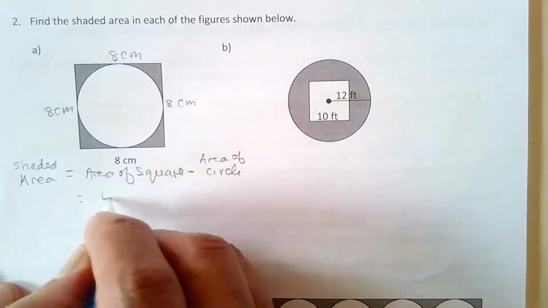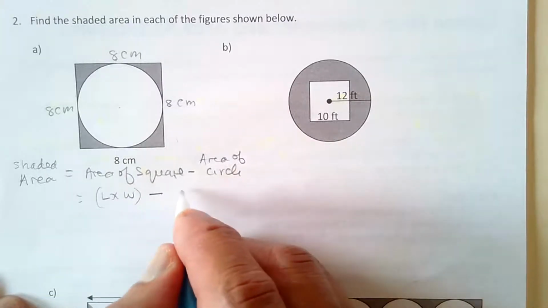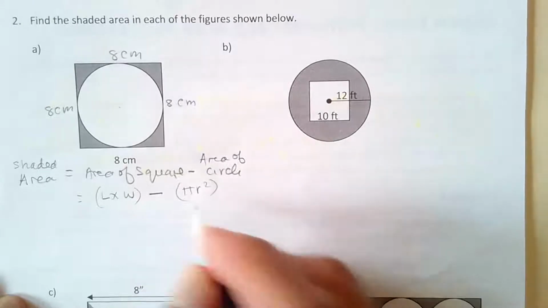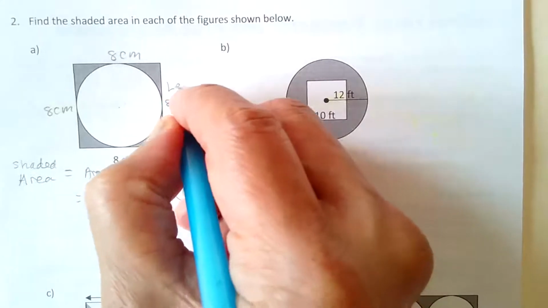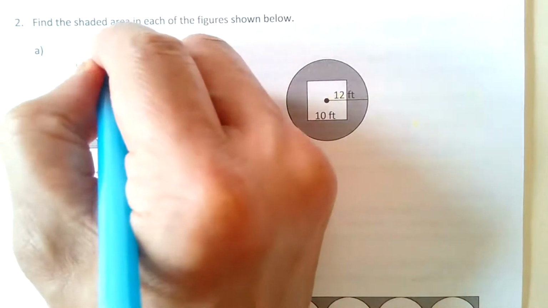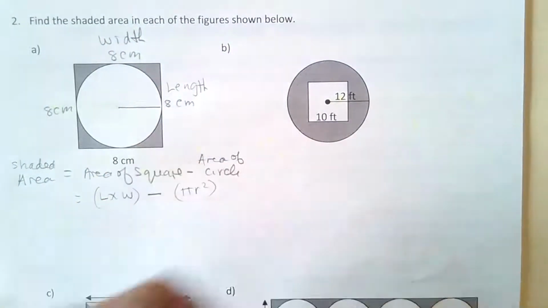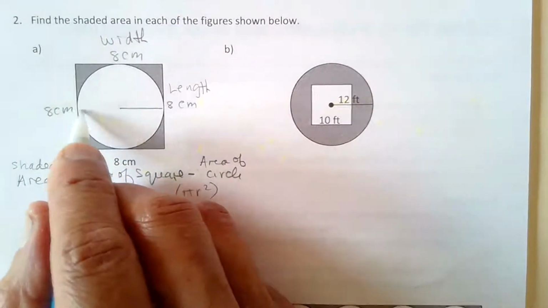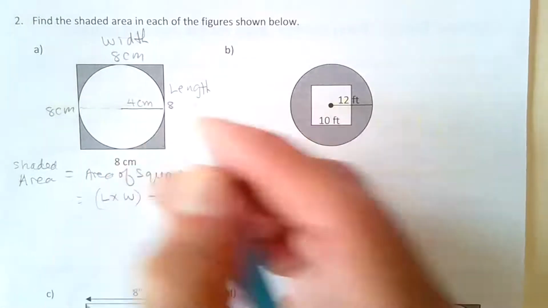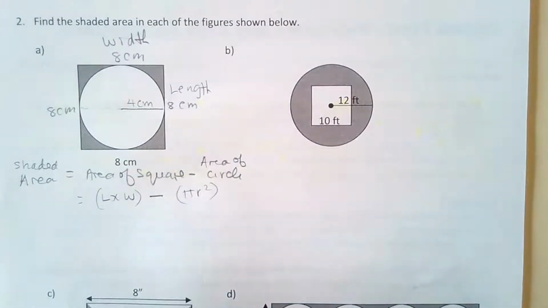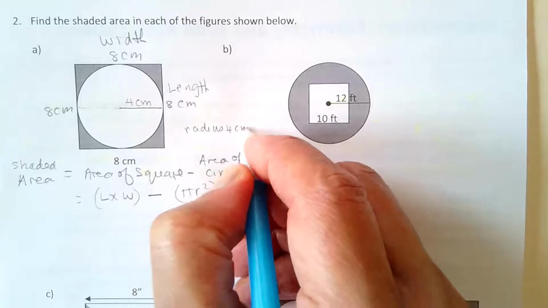Area of the square would be length times width, or side times side, and the area of the circle would be pi r squared. We already know the length here, and the width is the same. The radius of a circle is half its diameter. The diameter is 8, so this will be 4 centimeters. So the radius is equal to 4 centimeters.